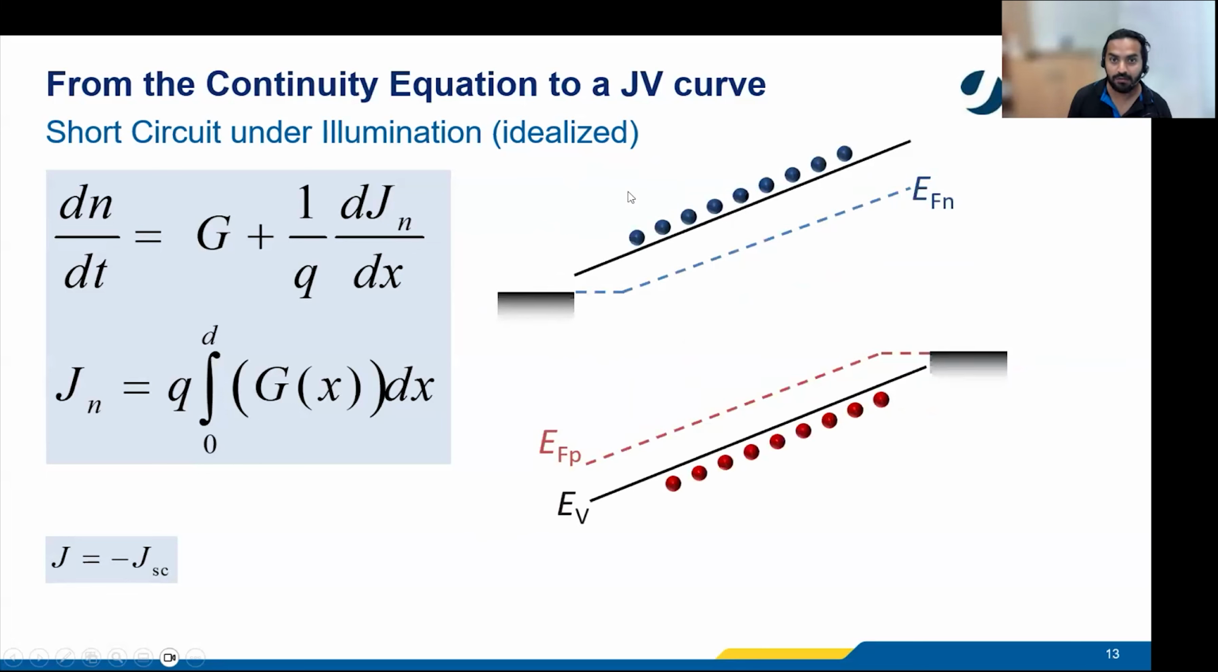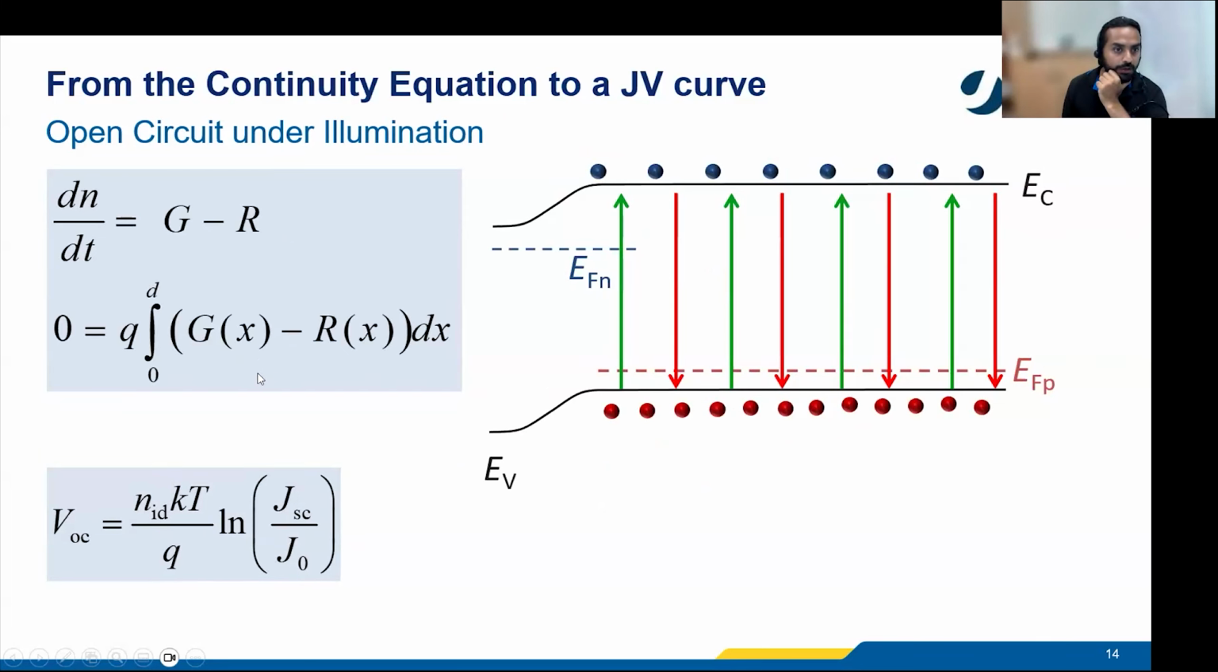In the case of a PIN junction, you also have a drift length that would come into this collection probability. So the drift length is the product of the mobility times the recombination lifetime times the electric field in the PIN solar cell.